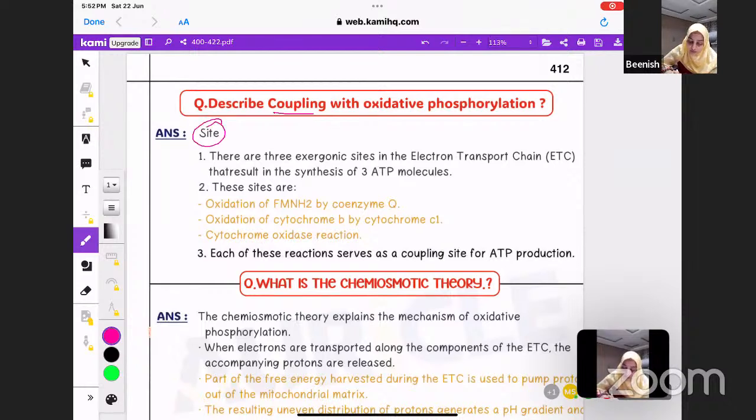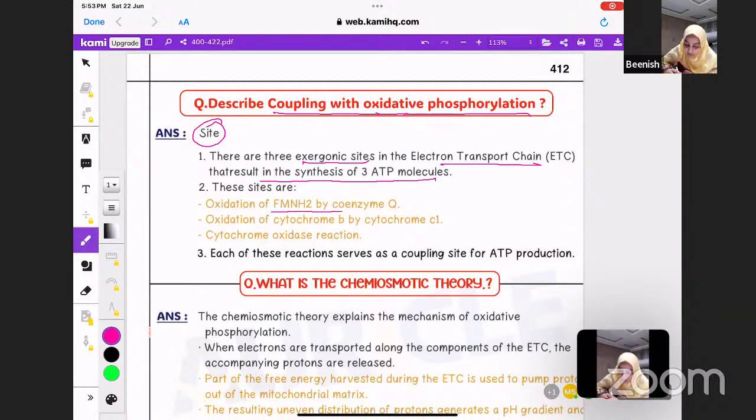So now let's talk about the sites of coupling of oxidation with phosphorylation. What are the sites where this is happening? There are 3 exergonic sites in the electron transport chain that result in the synthesis of 3 ATP molecules. We said that ATP synthesis was taking place when there was simultaneous pumping of the protons. Pumping of the protons was taking place at complex 1, complex 3, and 4.